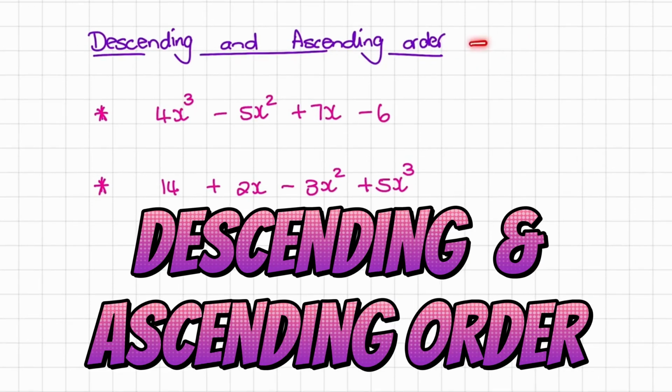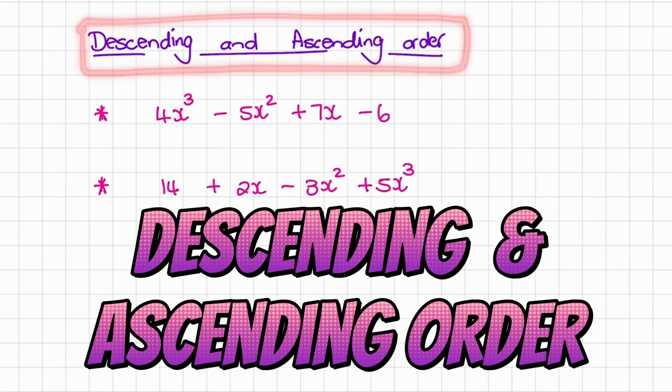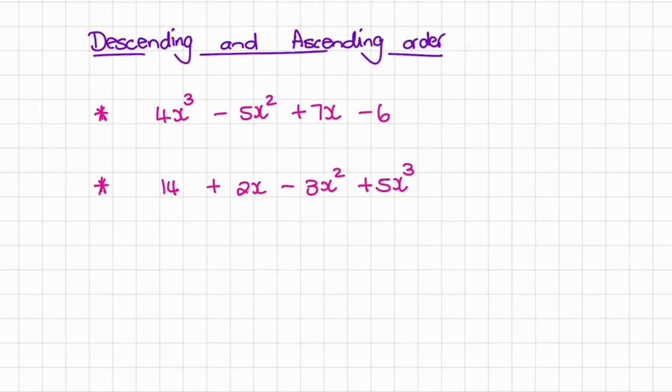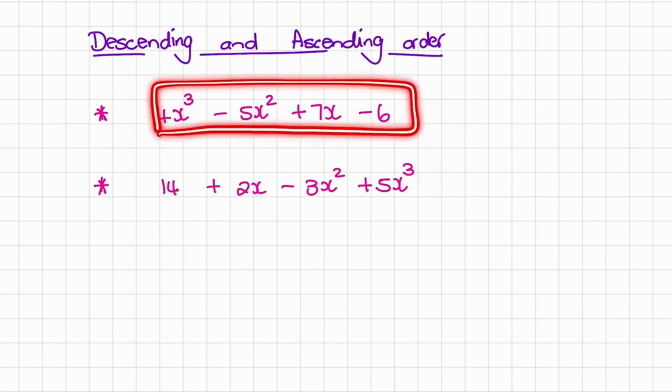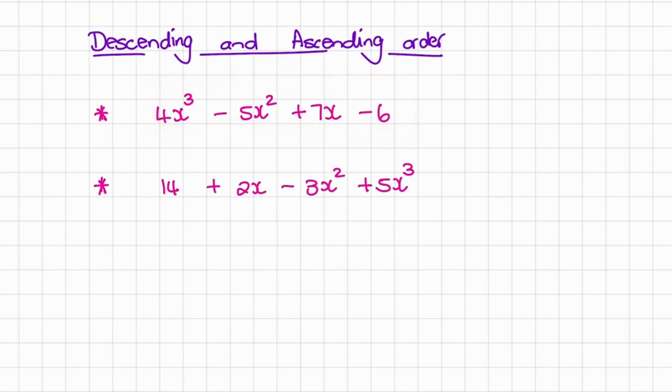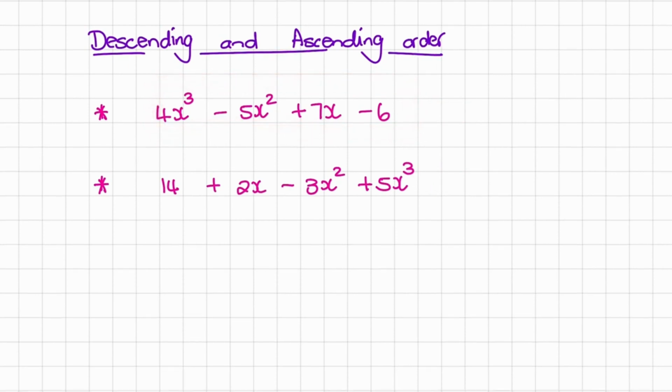Welcome to our introduction to algebra, and in this video we'll discuss descending and ascending order. Now here we have two algebraic expressions. Remember, an algebraic expression is like a mathematical sentence. In a previous video, I explained how you can count terms. So in our first example, we can see that we have 1, 2, 3, 4 terms. And that's the same in our second example.